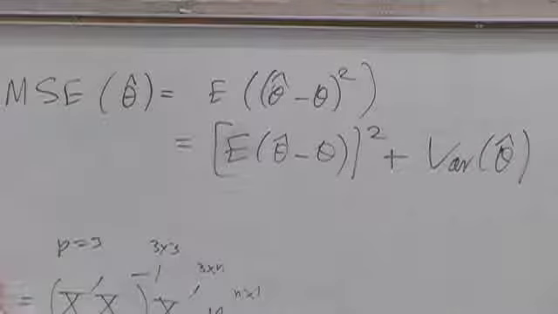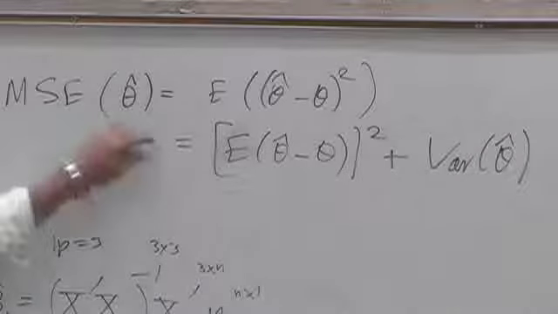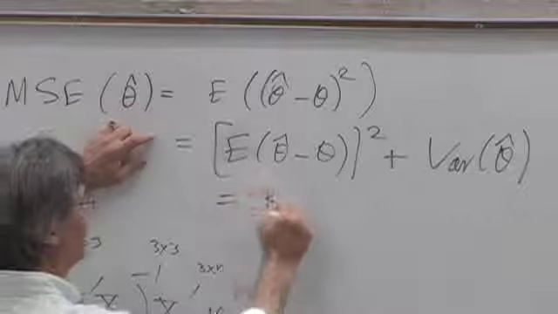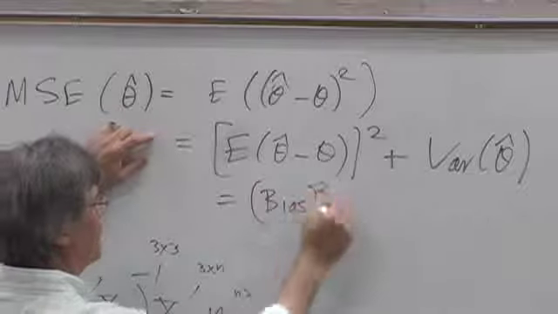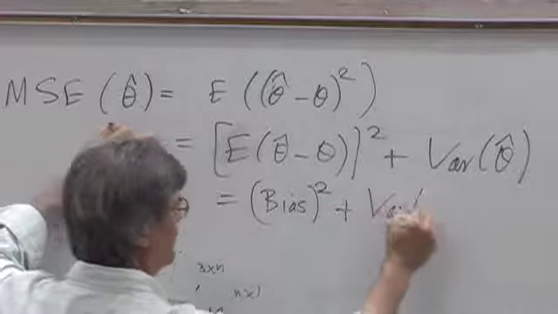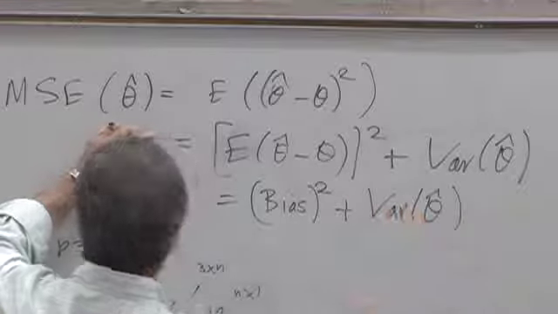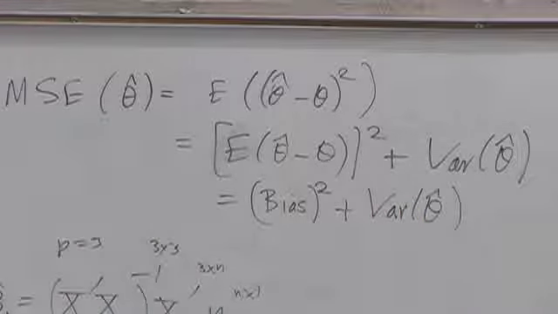Okay? Remember, because theta is a constant, theta hat's not. So you get this, but this is called the bias squared plus the variance. So that's the formula for mean square error. And so if the bias isn't too big and the variance is smaller, that's a better estimator.